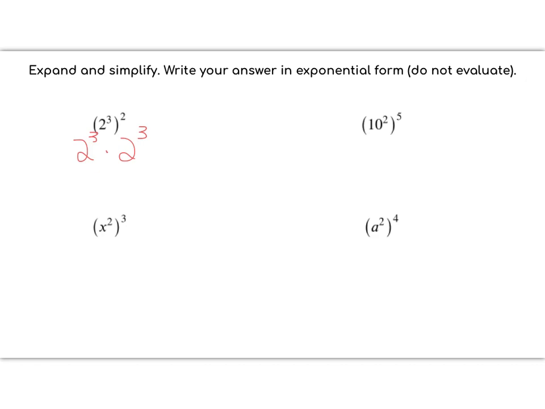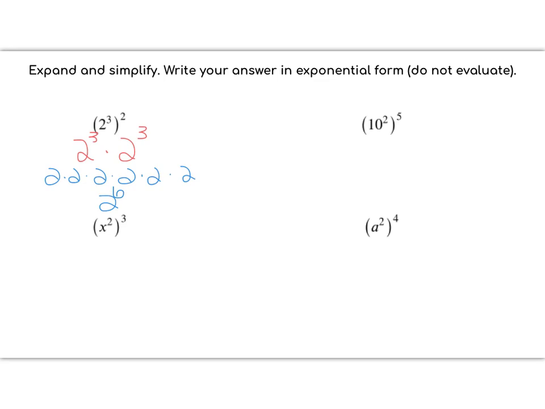Okay, well, what is 2 cubed? 2 cubed means 2 times 2 times 2, and I'm going to write it again because I'm squaring it, so I do it twice. So now I have 2 to what power? I've got 1, 2, 3, 4, 5, 6. So this is 2 to the 6th power.